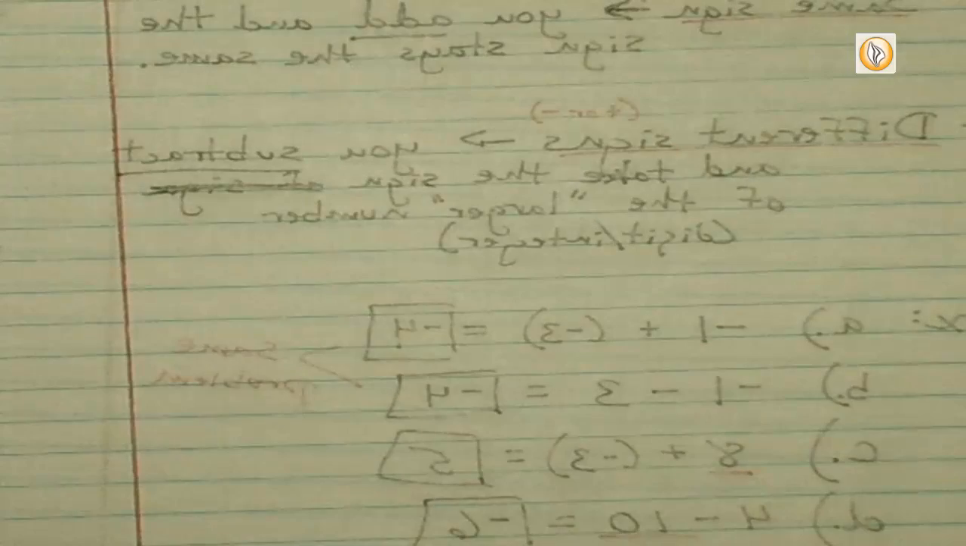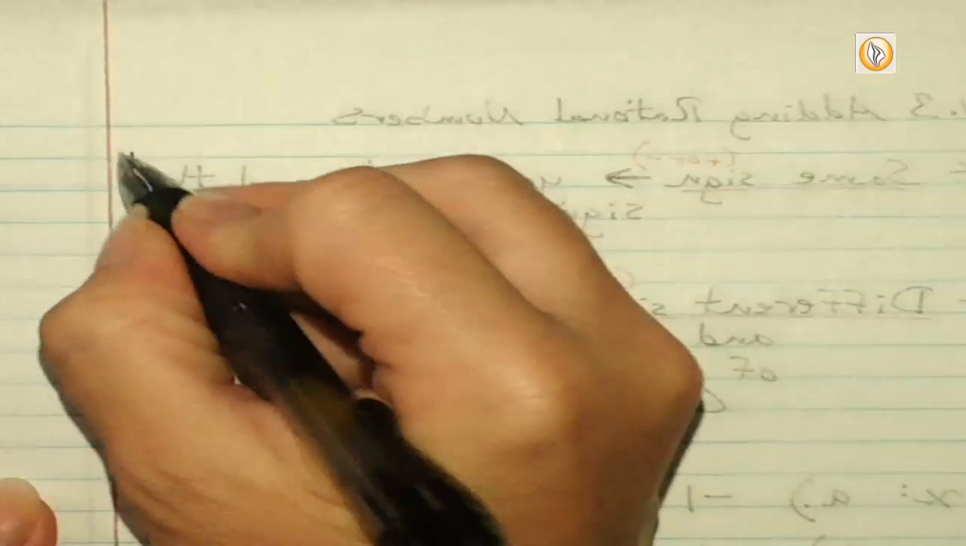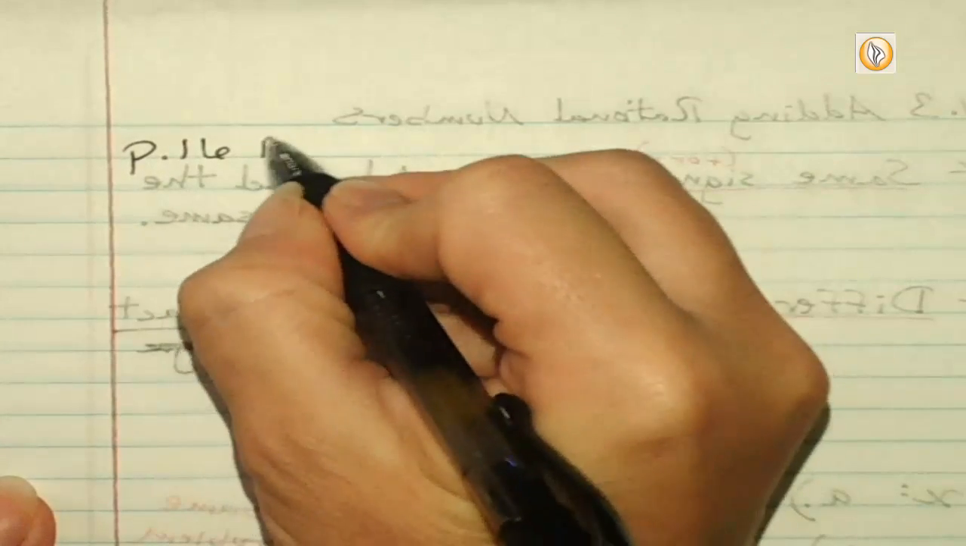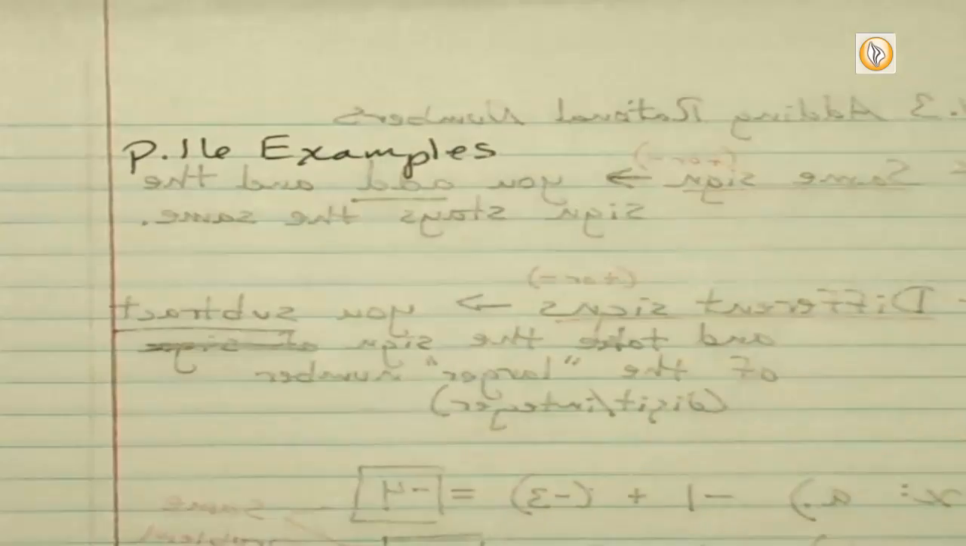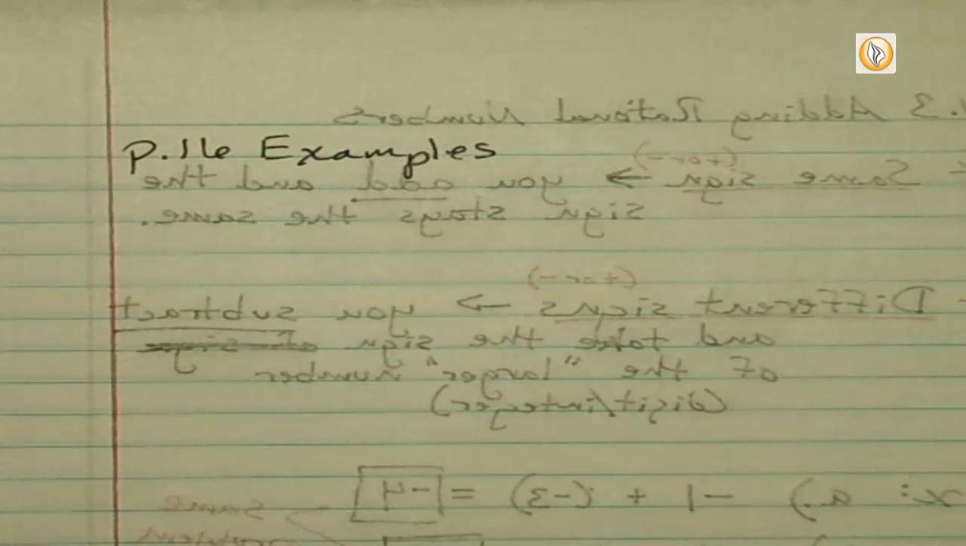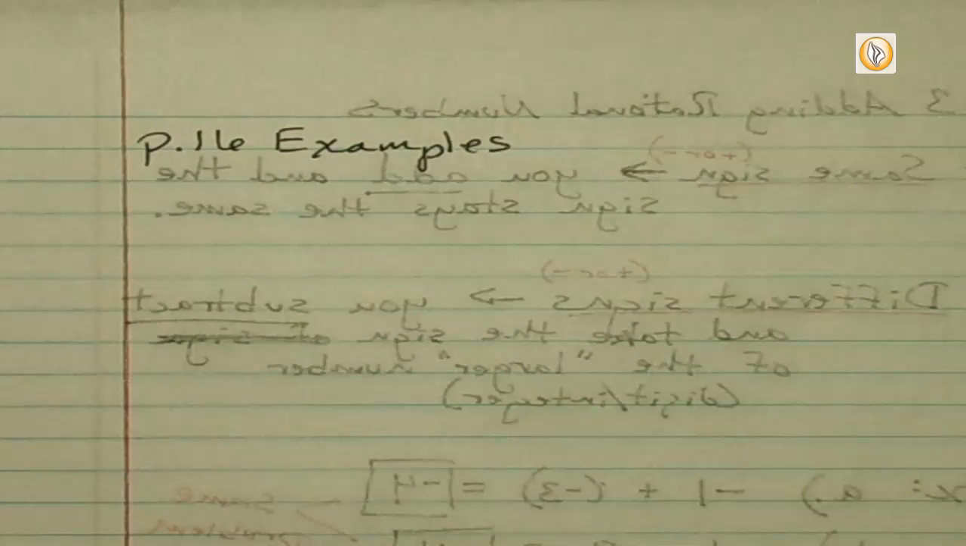All right, open up your books to page 16. Everyone must open up their books to page 16 so we can do examples. Remember, you must write this down. We're going to do a few examples and then I'm setting you free. No noise.